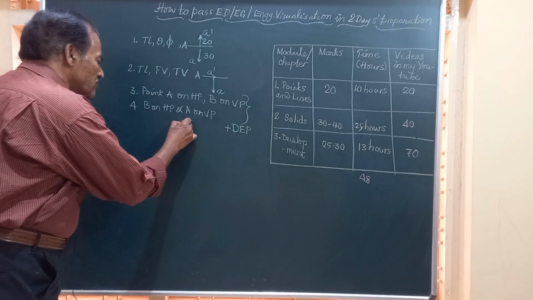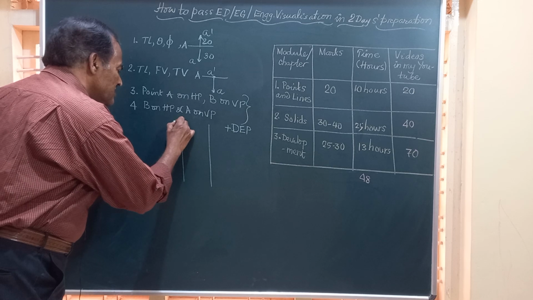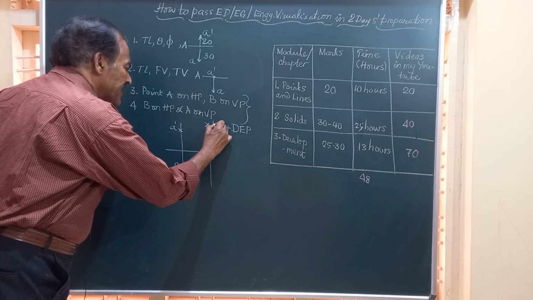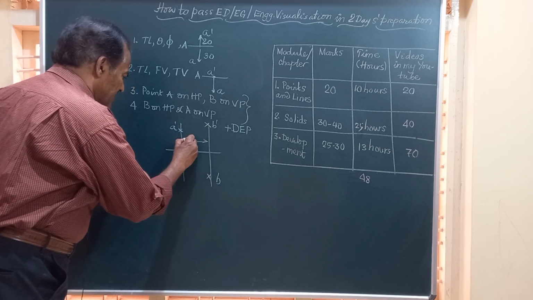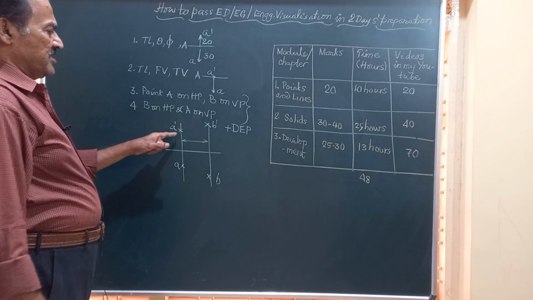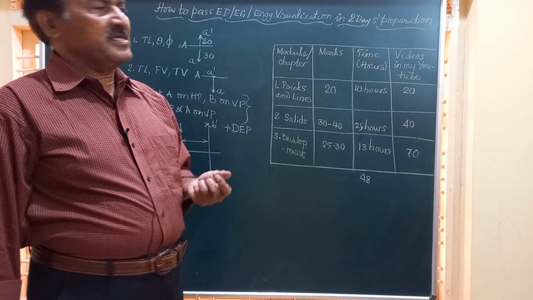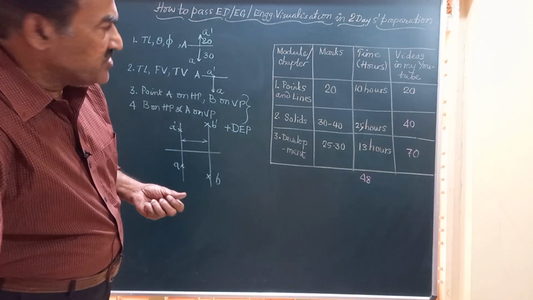DEP means, suppose you have got A dash A and B dash B lying on this, say A dash and this is A. You got B dash and B. The distance between these two parallel lines, which are called the end projectors, is DEP, the distance between end projectors. Friends, these are the 4 important questions.